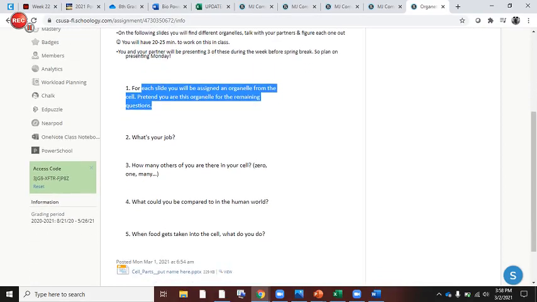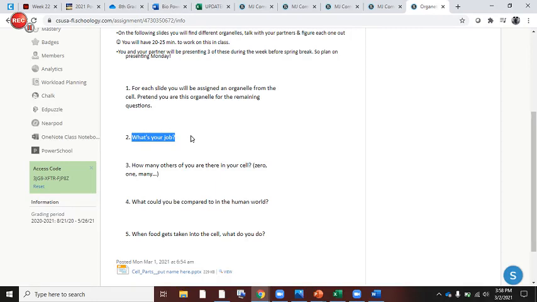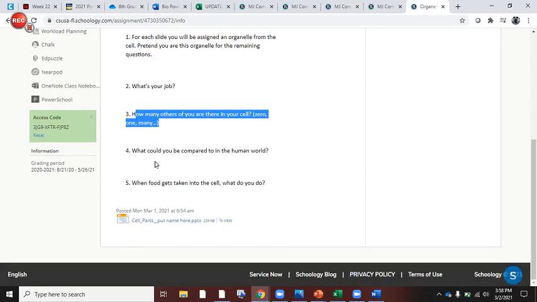You'll see what it says. You're going to write down what its job is. So what does the organelle do? How many others of you are there? 0, 1, or many. Like ribosomes, I know there's a bunch of different ribosomes in a cell. For a nucleus, I know there's only the one nucleus, so there'd be 0 other nucleuses or nuclei.